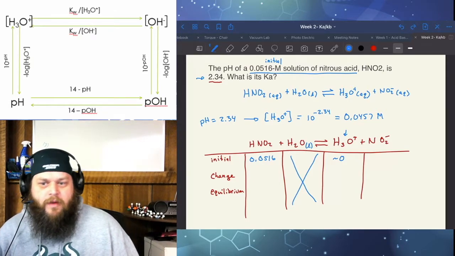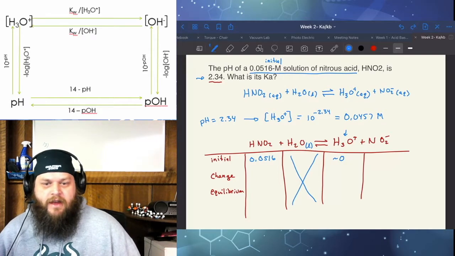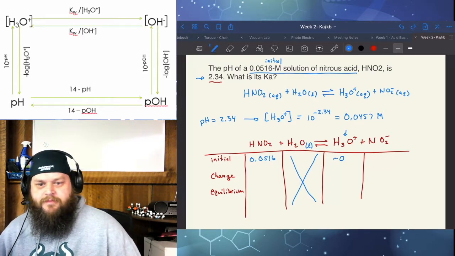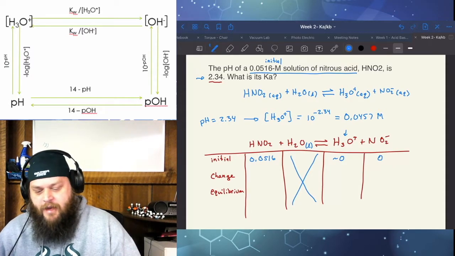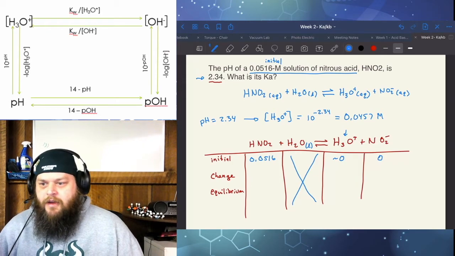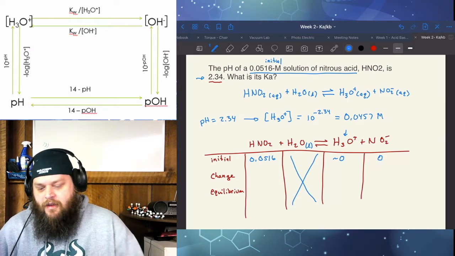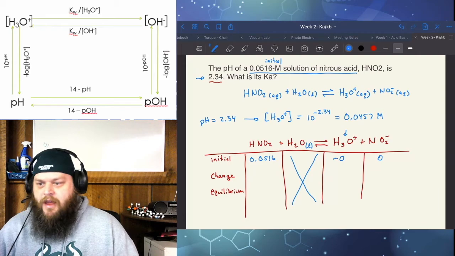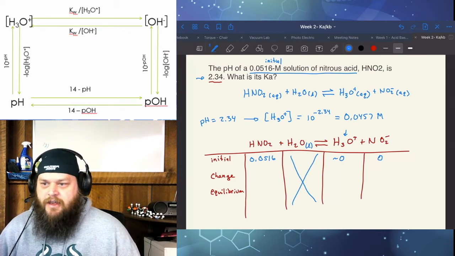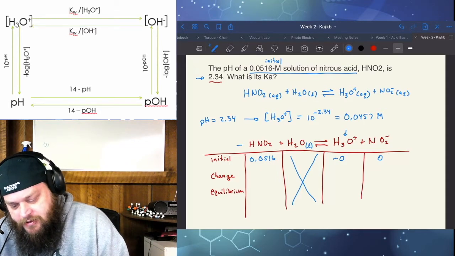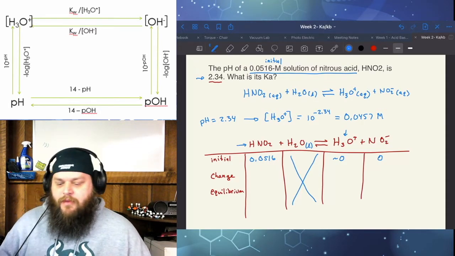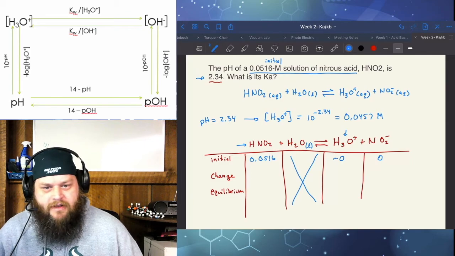And NO2 minus, what is the concentration of that initially? Also 0, because the reaction hasn't happened yet, right? So the change in this reaction, how much of these are going to actually change? What's the change in concentration of our nitrous acid?